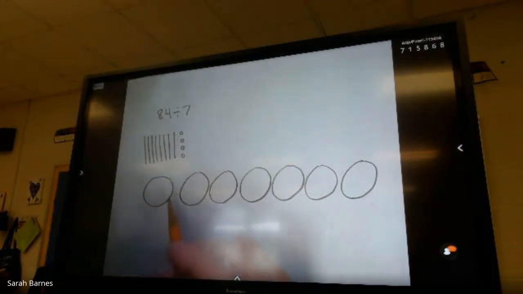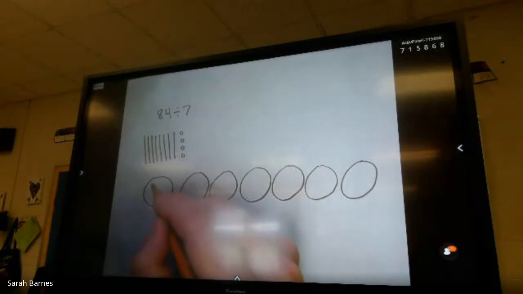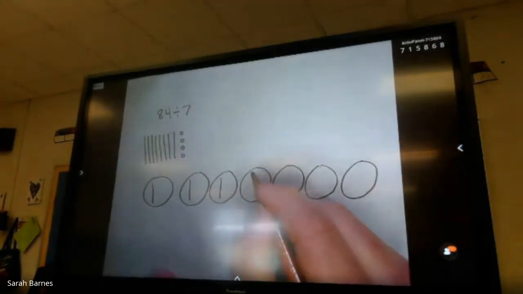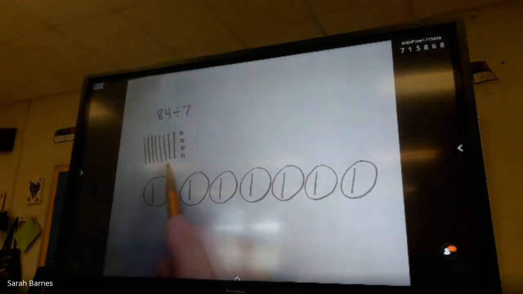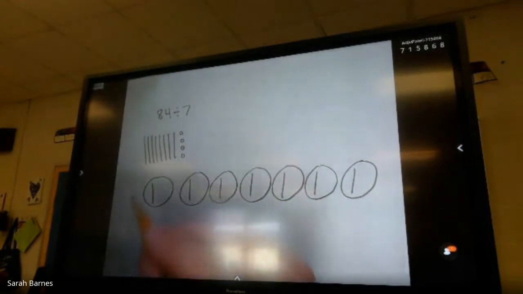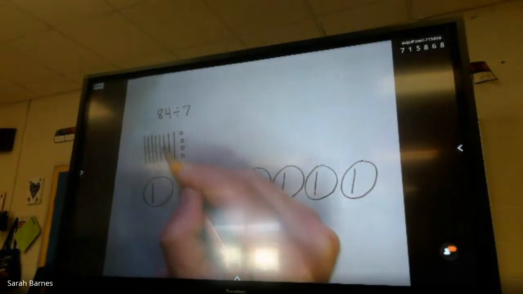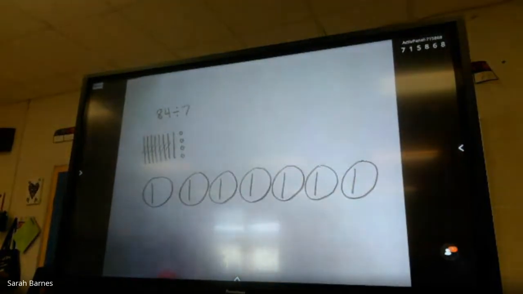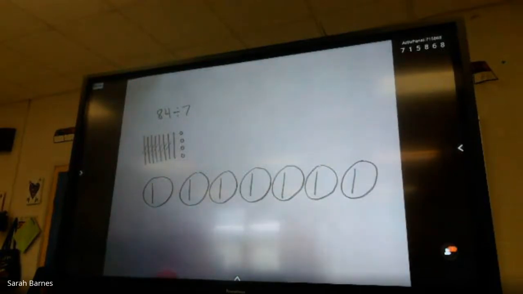I have 8 tens and I have 7 groups. I know I can share at least 1 ten with each group because 8 is greater than 7. 1, 2, 3, 4, 5, 6, 7. So I have 8 tens. I was able to share 7 of them, so I'll cross them off because they were shared. Now at this point, I'd like to share this last 10, but I cannot share it as it is. I cannot share 1 ten with 7 groups equally. It would not be equal.